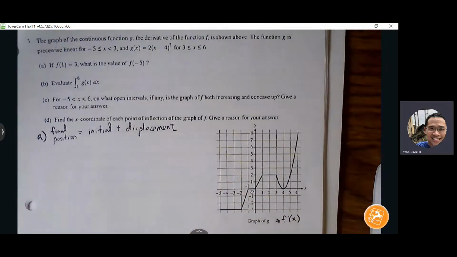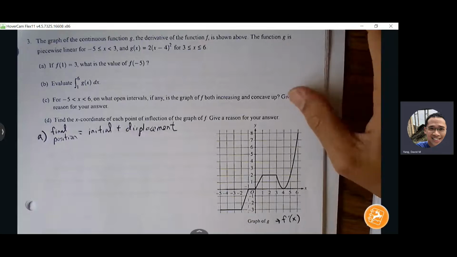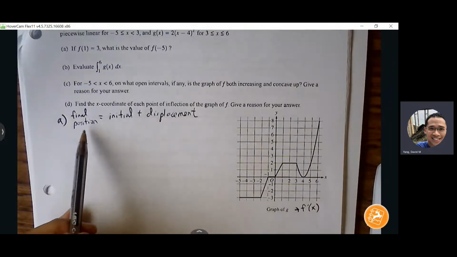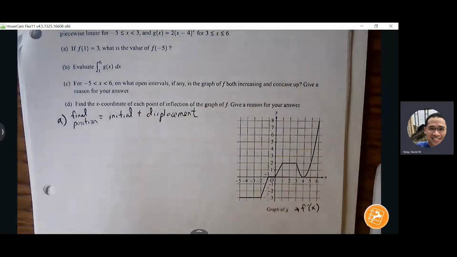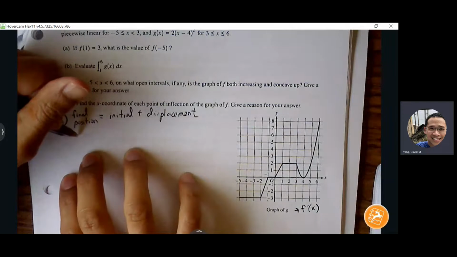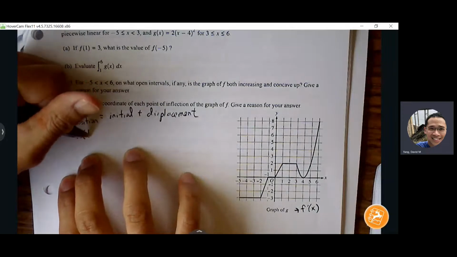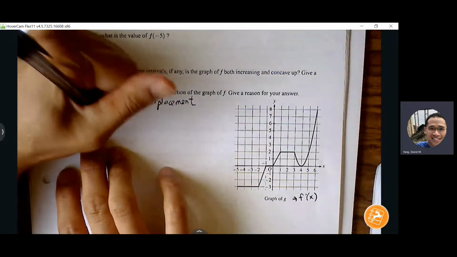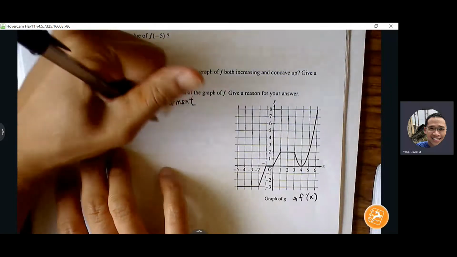Now, this is a good one to go over because I want to point out a mistake that a lot of students make here, even though the formula is very straightforward. When things are going backwards, it's easy to skip a step. So let me show you what I mean. Here's the formula: my final position equals initial plus displacement.